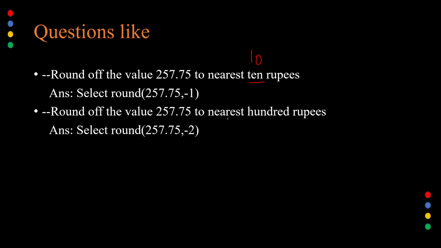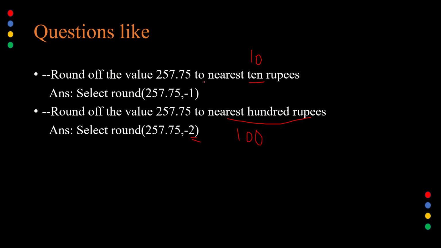Then the second question is nearest 100. 100 has 2 zeros. You put the same number as such here, and since it is nearest 100, it has 2 zeros, so you put -2. So this is how you answer.